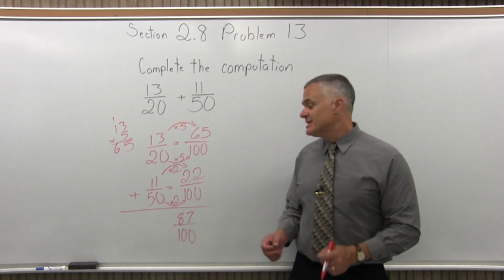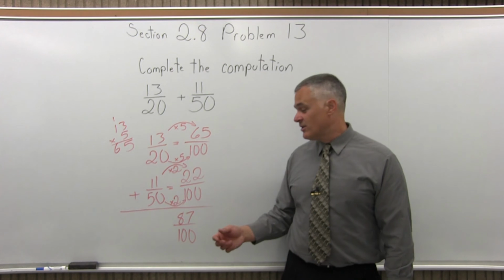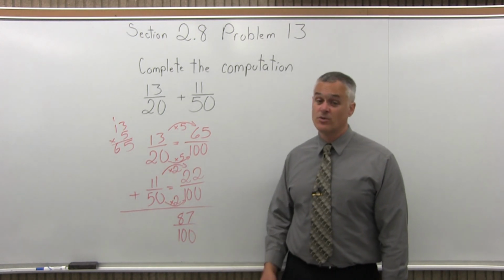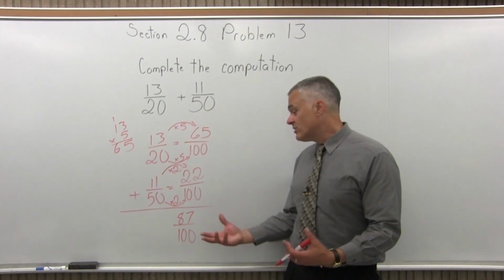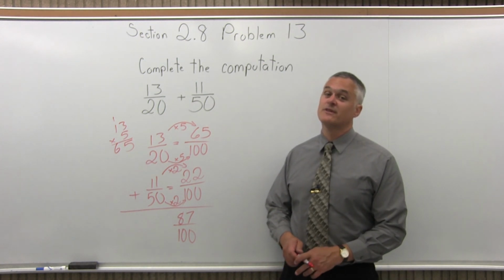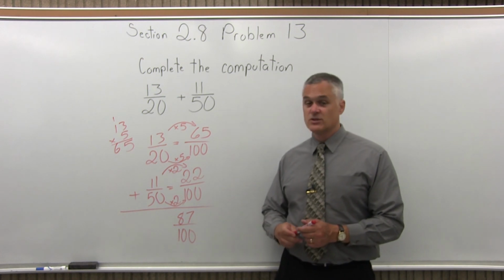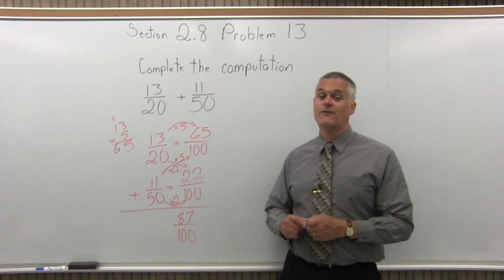You should check to see if it can be reduced. Are there any values that divide into 87 and 100 evenly for both? And you can try 2, 3, 5, few things, and you'll see that nothing divides into both evenly. So that's as reduced as it can get. So 87 over 100 is our final answer.